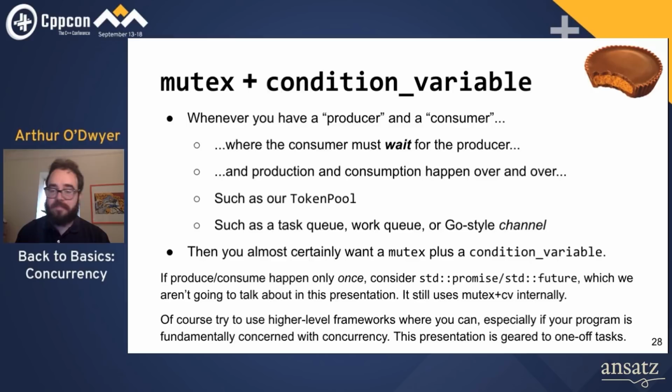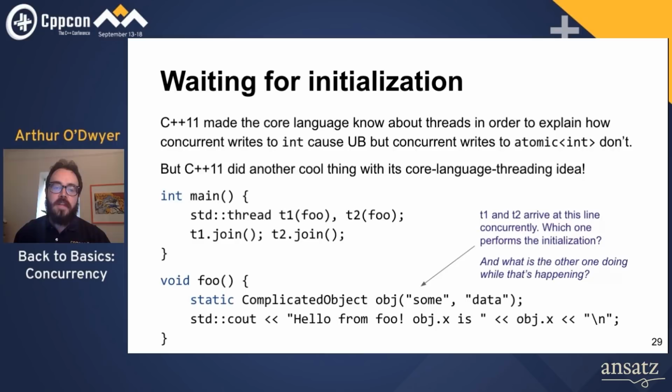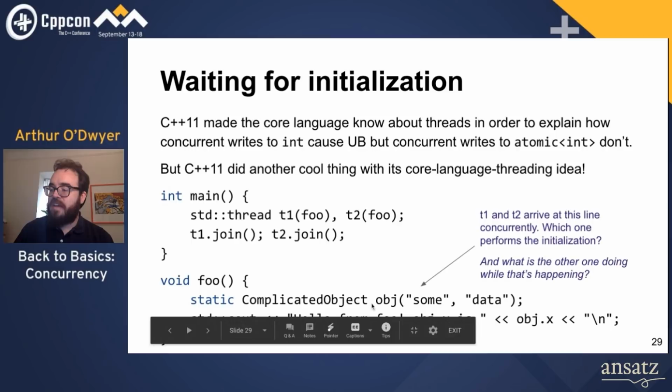All right, so C++11 made the core language know about threads in order to explain how concurrent writes to int cause UB, but concurrent writes to atomic int don't. But C++11 did another cool thing as well with this idea of threads in the core language. In main here, I make two threads, T1 and T2, and I am saying that their job in both cases is foo. Foo is a function here, takes no parameters, and it has a static local variable of type complicated object.